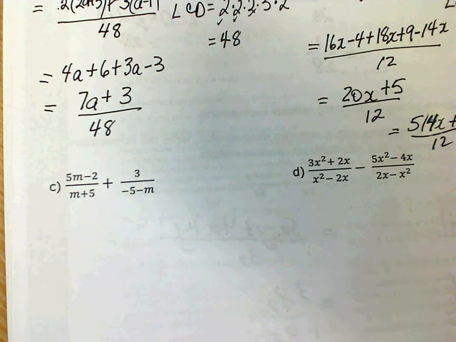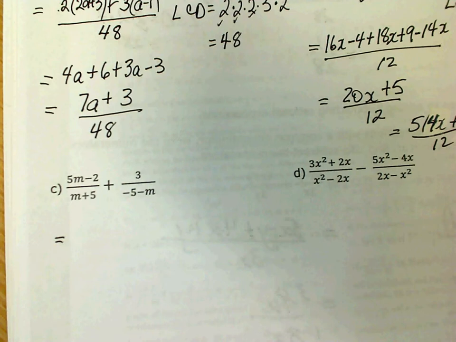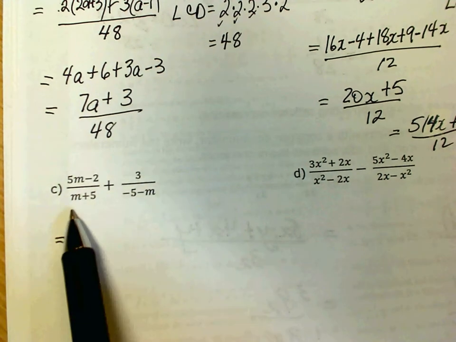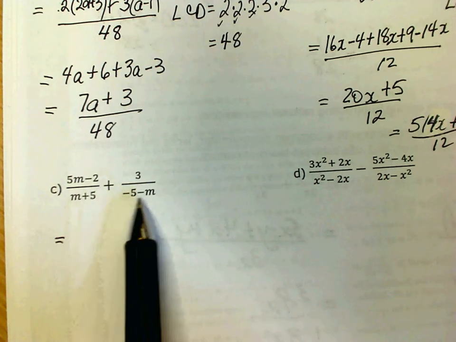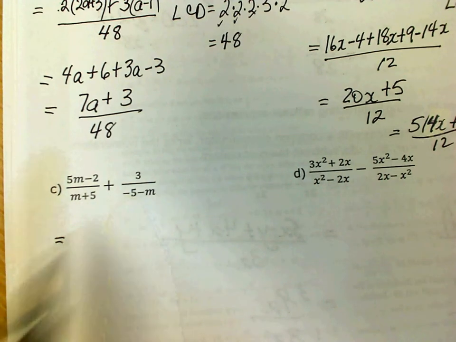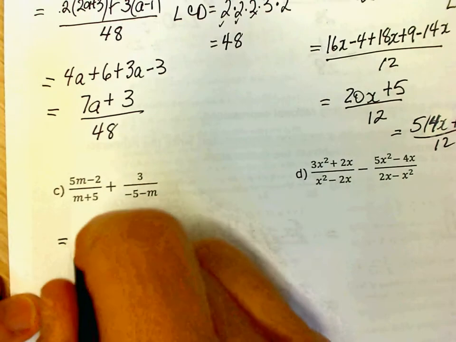There it is. Okay. Alrighty, so we almost have a common denominator. What do you think I should do here? Yes. Awesome. We're going to factor out the negative 1.